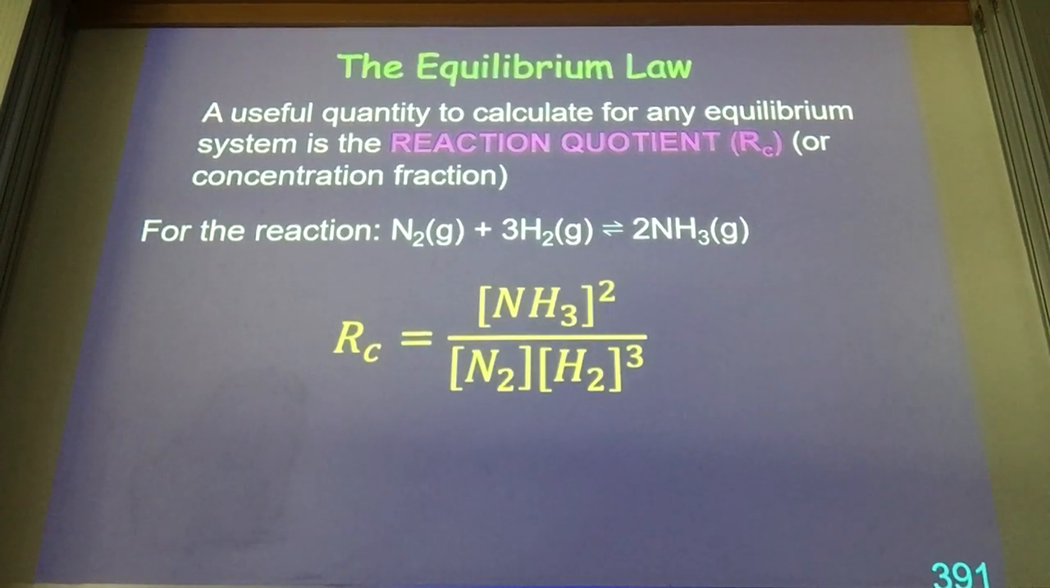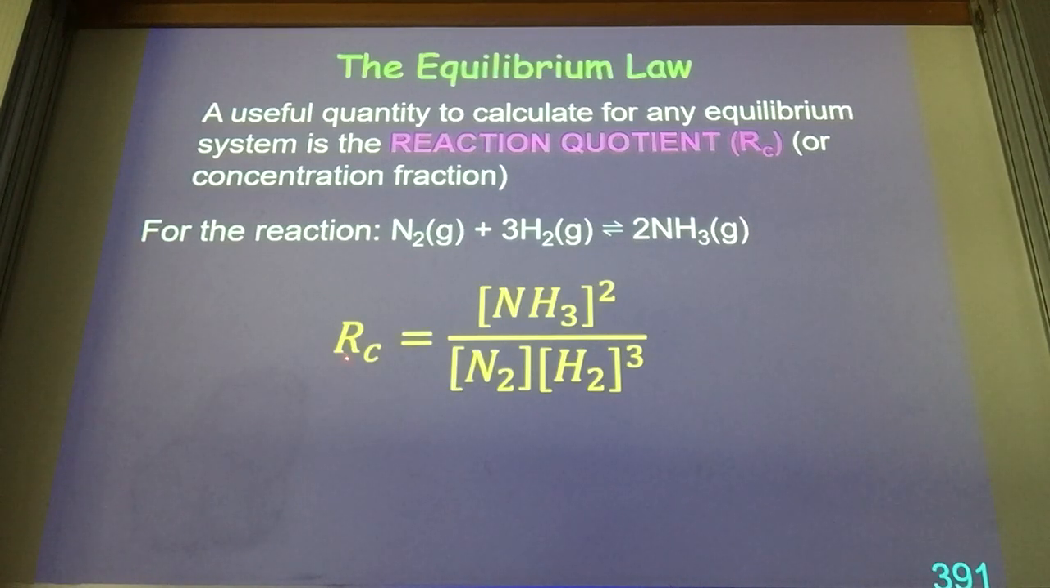Now, the next part of equilibrium, the second part of equilibrium, is the equilibrium law. This is the calculation part of the topic. Now, a useful quantity in any equilibrium system is known as the reaction quotient, or concentration fraction is an alternative term for it.